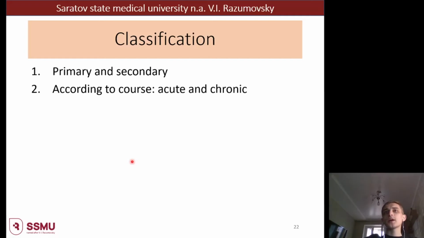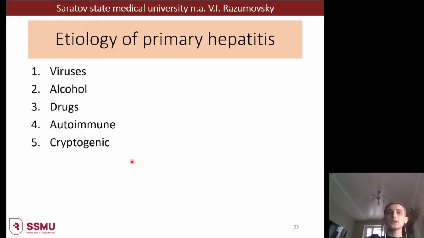According to course, there are acute and chronic forms. We have different durations of acute and chronic, but the more common characteristic is acute less than 6 months, and chronic more than 6 months. If the process duration is more than 6 months, it's chronic hepatitis. The most important for us in our department is primary hepatitis with primary injury of the liver.